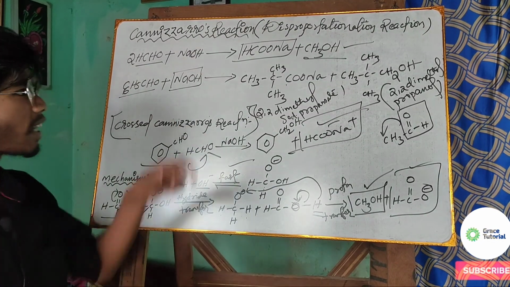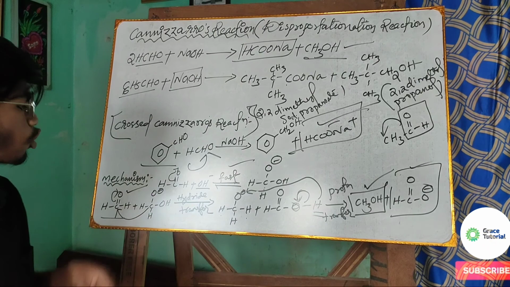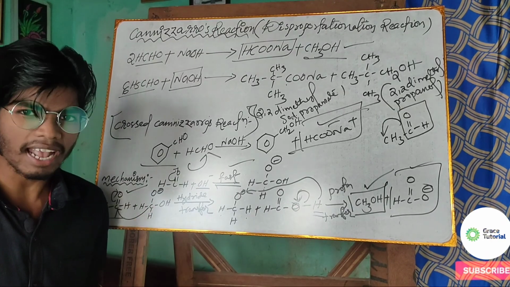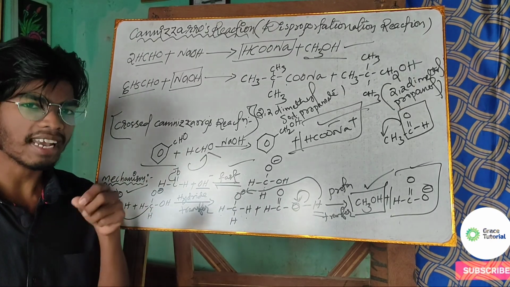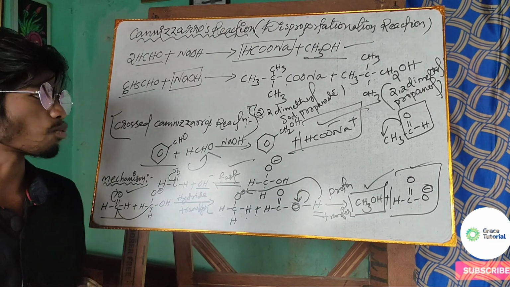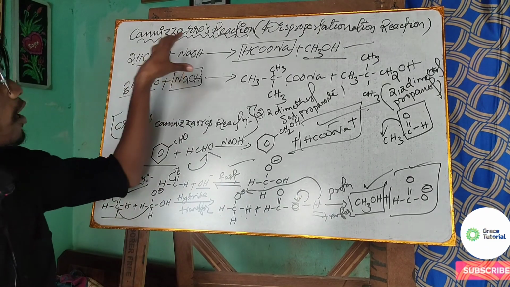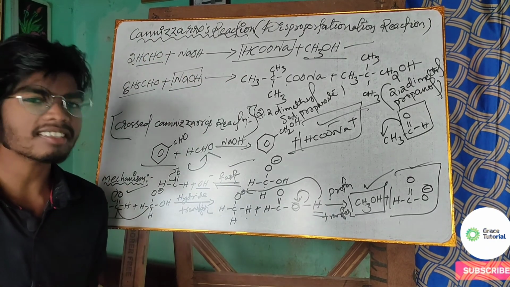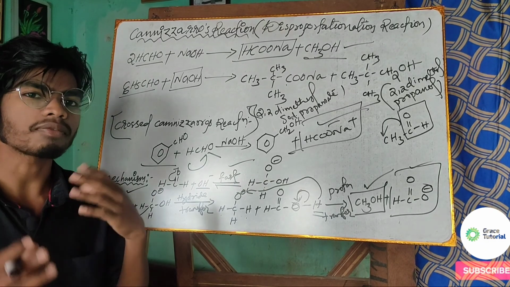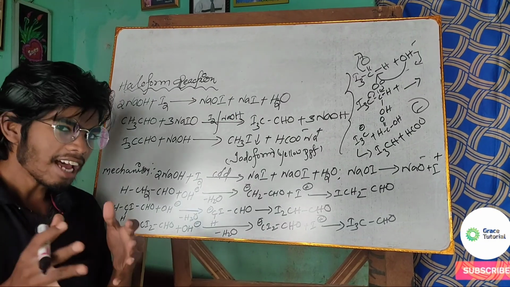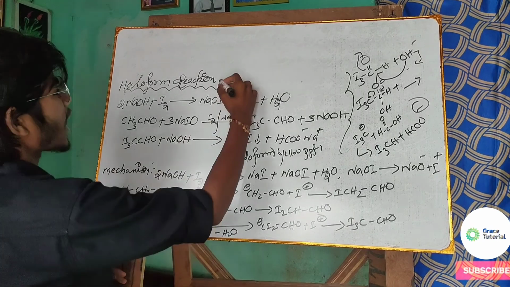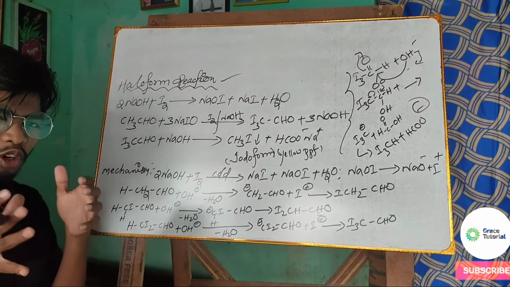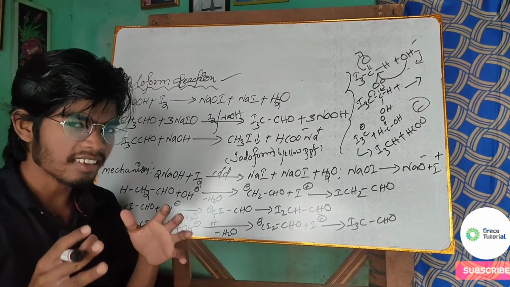I hope you understood the Cannizzaro reaction as well as the crossed Cannizzaro reaction, along with the mechanism of the Cannizzaro reaction. This is very important for the examination. I hope you remember this one. Well, this is all about the Cannizzaro reaction. Now we will discuss the next chemical reaction of this chapter, the haloform reaction. That is also very important for the examination.